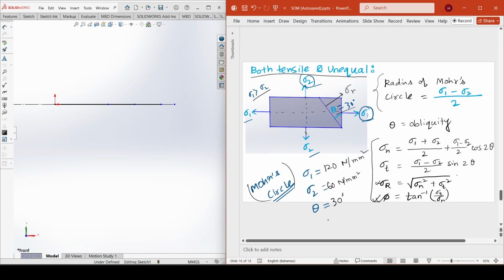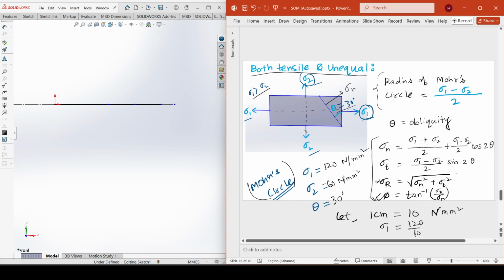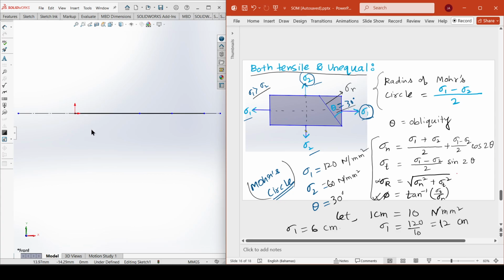Now I want to assume something. Let 1 centimeter equal 10 Newton per millimeter square. So sigma 1 will be 120 over 10, that is 12 centimeter, and sigma 2 will be 60 divided by 10, that is 6 centimeter. Now I want to draw them here.